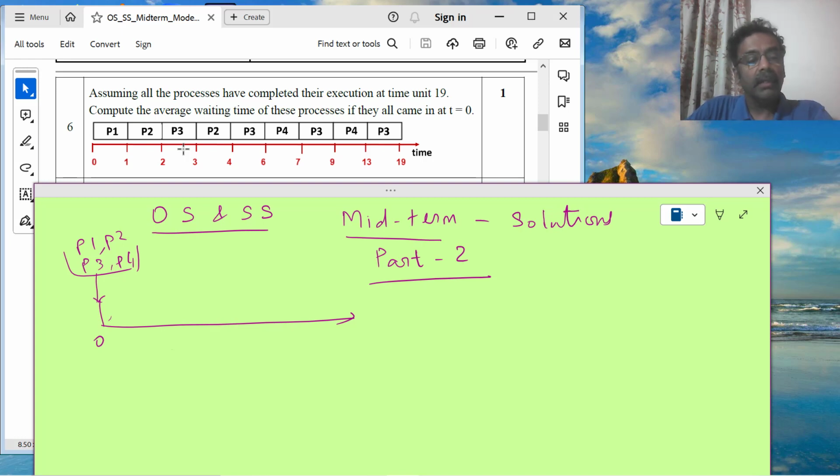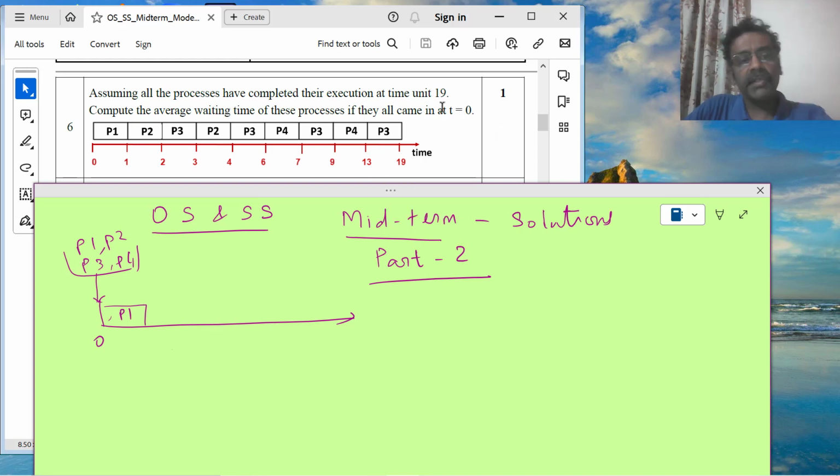Very simple. Now P1 came in at 0 and started running. Did P1 get a chance to run later on? No. And it says that all the processes have completed their execution at time unit 19. That means P1 is not alive beyond 19, so it is terminated already. So from this statement, you can in fact say that the total execution time of P1 is 1 time unit, because it did not run again. But I am saying that all the processes are completed.